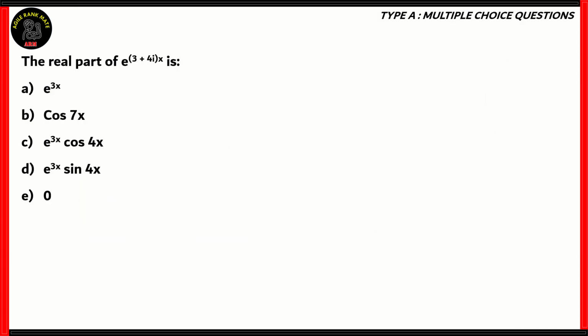Now let's look at this question. Find the real part of e raised to 3 plus 4i times x. Now basically, the exponent here is a complex number, and this complex number will have real and imaginary parts.